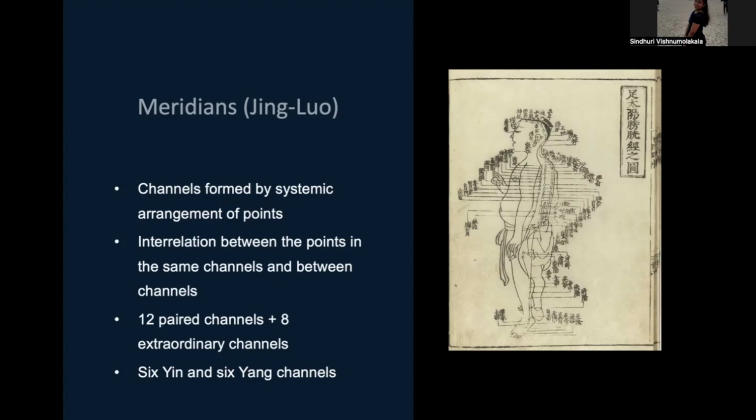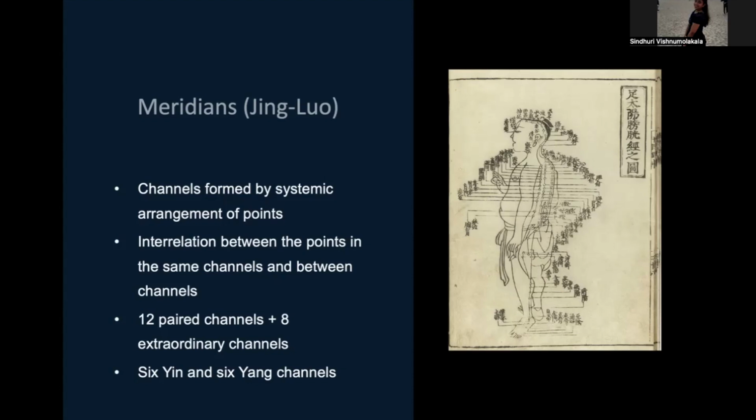These channels have interrelations between the points within the same channel. For example, the lung channel is interconnected with the points of the whole lung channel as well. They are also interconnected with other channels like the large intestine, heart, stomach, and small intestine channels. This interrelationship within and between the channels is known as the Jing-Luo connection.